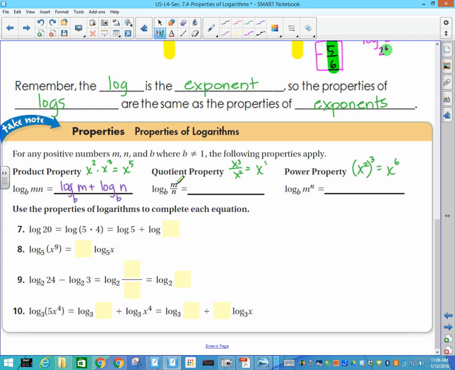If I have a quotient, then what did I do to these exponents? I hope you said subtraction, which is why this is going to be subtraction. And the power property, most people remember it best by remembering I can take this guy and move it down front, so he becomes n times the log base b of m. And that is multiplying. If I was adding and adding and adding and adding, repeated addition is multiplication. We've talked about that lots before.